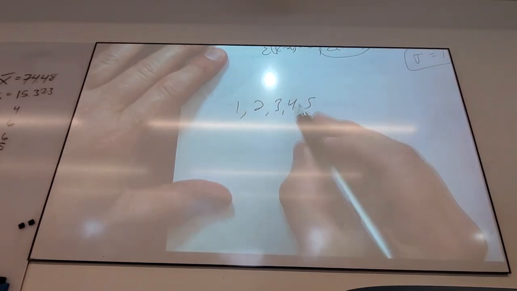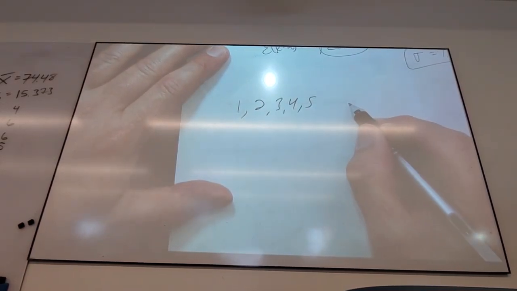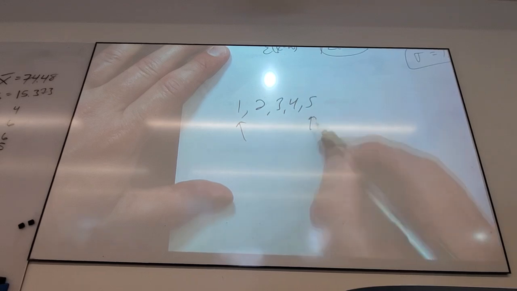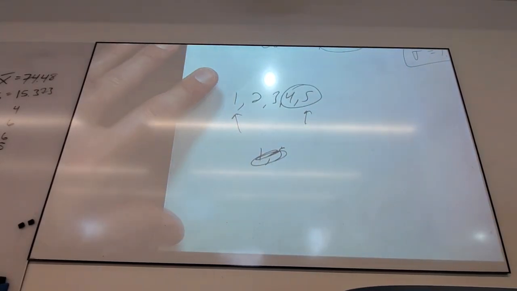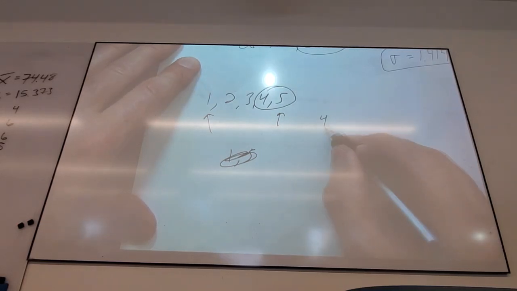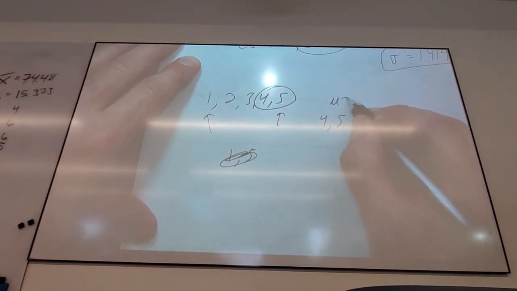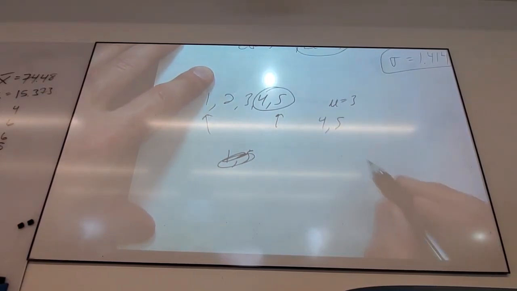What if I chose, so this has a certain standard deviation, yes? What if I just chose 1 and 5? Let me do this. What if I chose 4 and 5? Are they closer to the population mean, or are they closer to the sample mean?